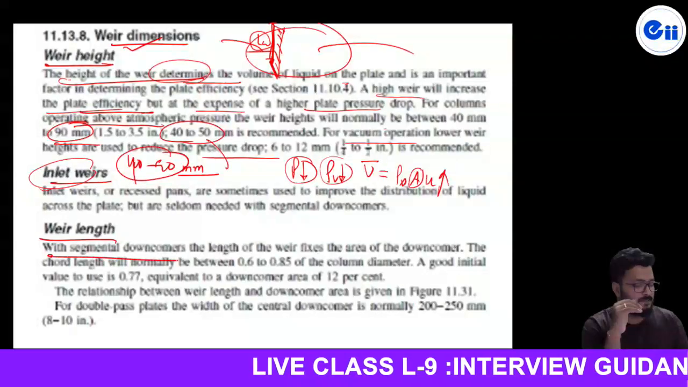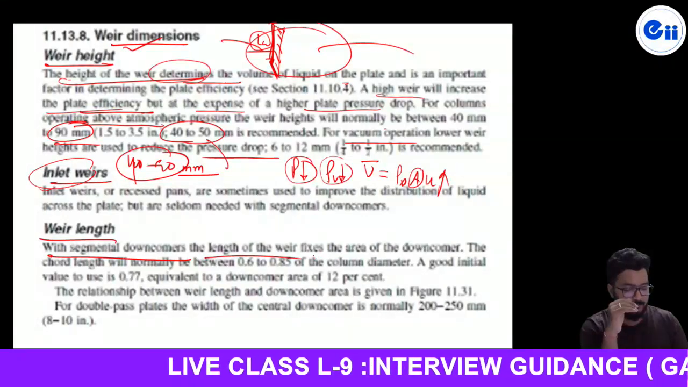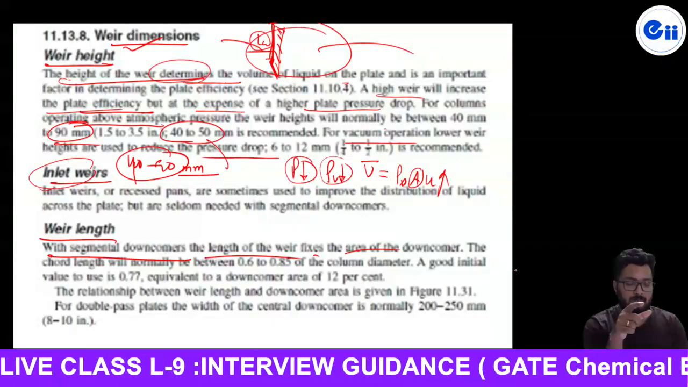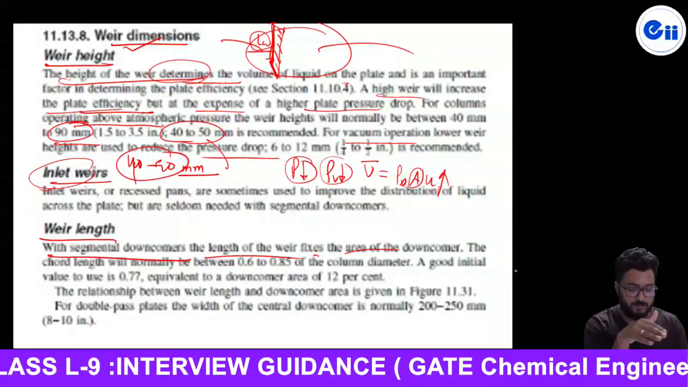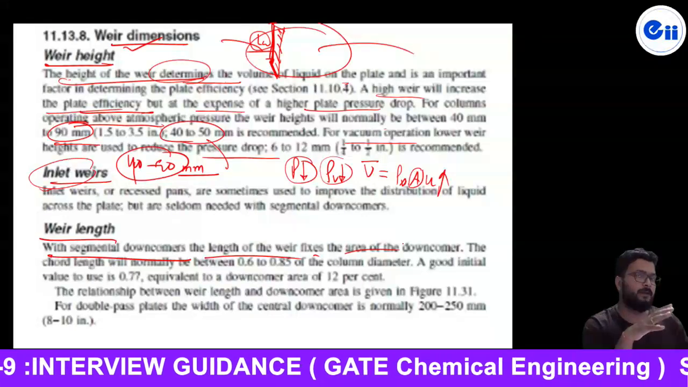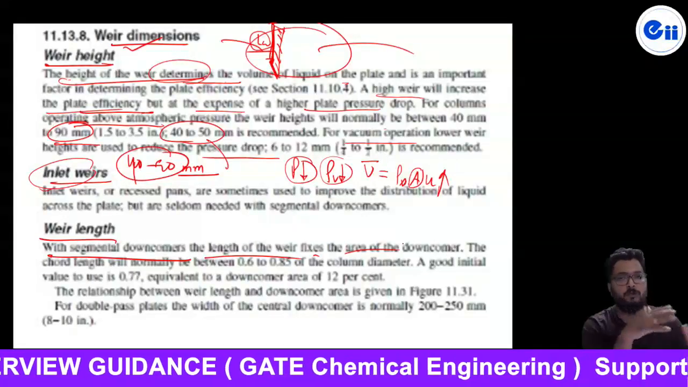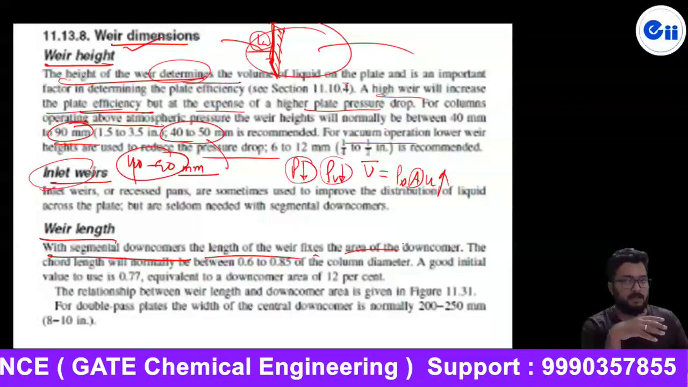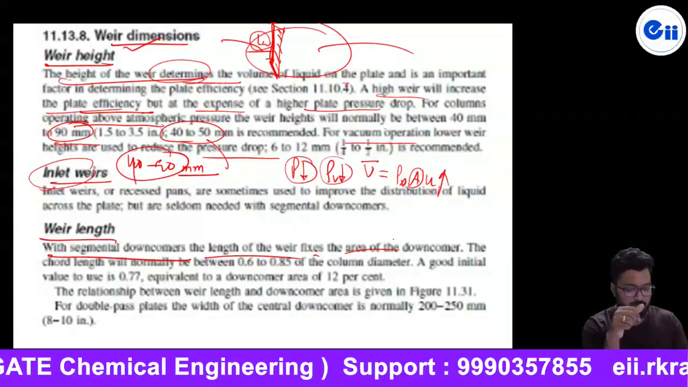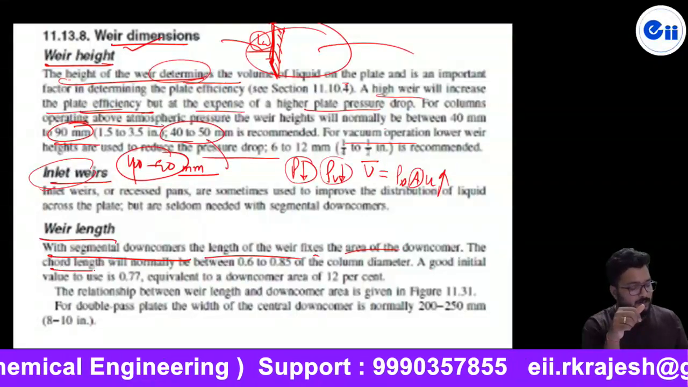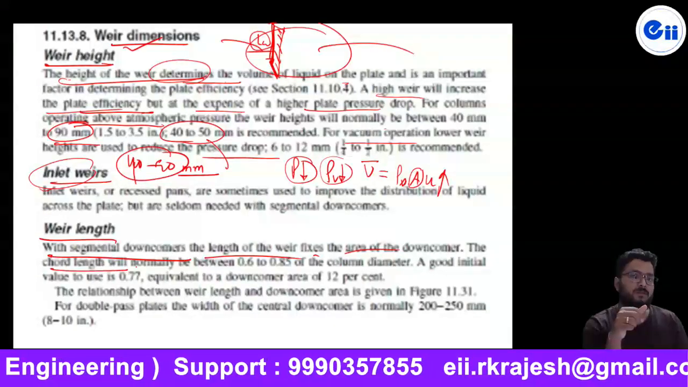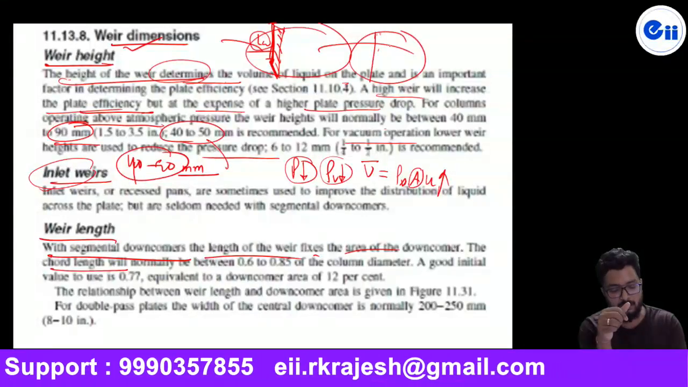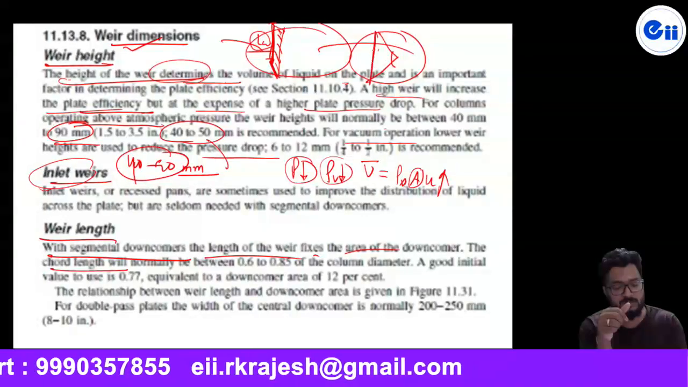So with segmental downcomers, the length of the weir fixes the area of downcomer. The length will fix the area of downcomer. What should be the area? If you want to find out, the area of downcomer is variable, 10 to 20% of the whole column area. But it is between 10 and 20%, and which one we take will depend upon the length of the weir. The chord length, just like here, suppose it is here, this is your chord length.